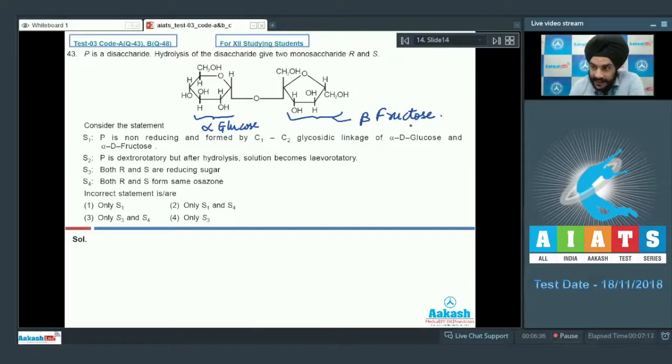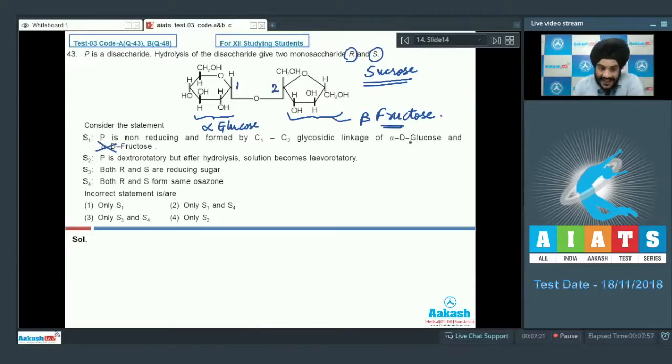If we try and label the carbons, this will be carbon number 1 of glucose, whereas this will be carbon number 2 of fructose. So this is sucrose, and the monosaccharides R and S as mentioned in the question are glucose and fructose. Let us now consider the given statements. P is non-reducing and formed by C1-C2 glycosidic linkage of alpha D glucose and alpha D fructose. Students, this statement is incorrect as the fructose formed here is not alpha D, it is beta D fructose.